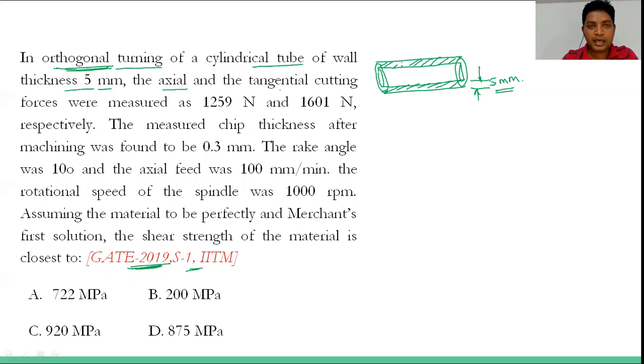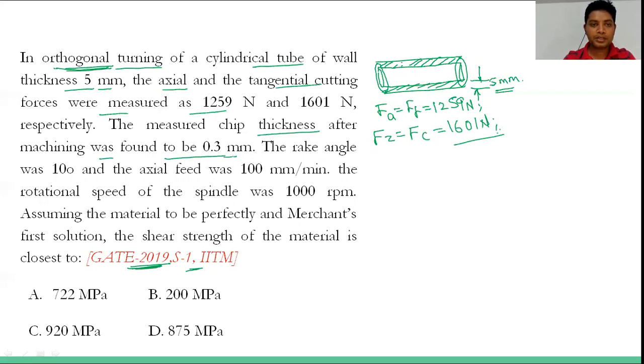The axial and the tangential cutting forces were measured. As axial force, देखिए axial force क्या था, that is FA or FF we can write. Okay, this will be 1259 Newton. And जो आपका tangential force है, that is FT. अगर मैं orthogonal cutting से compare करूँ तो that will be FC. So this will be equals to 1601 Newton. Okay. The measured chip thickness after machining was found to be 0.3 mm. So chip thickness, that is tc, that is 0.3 mm.